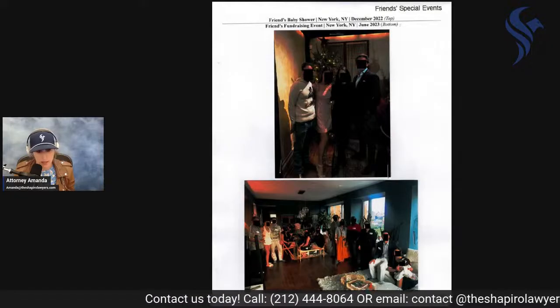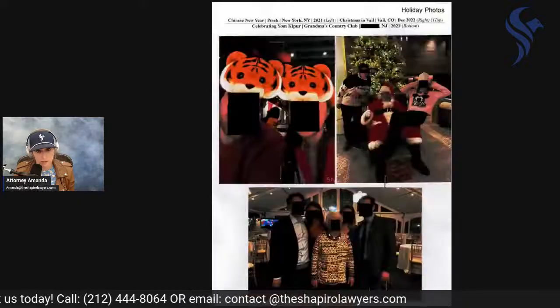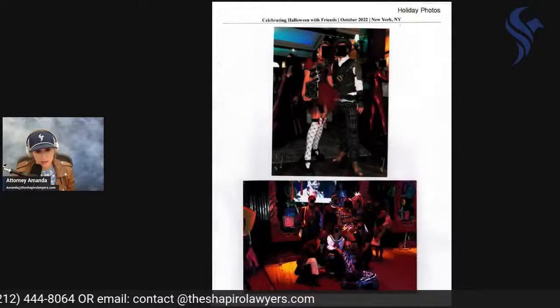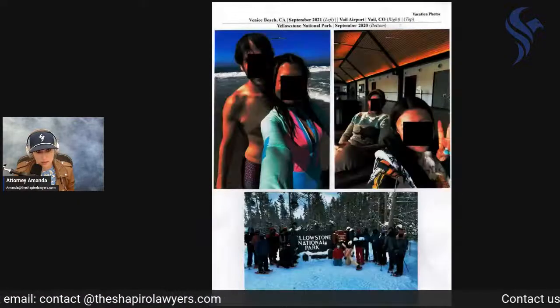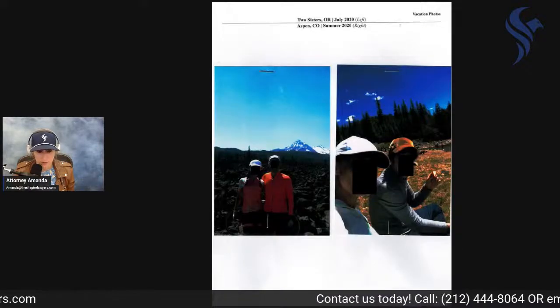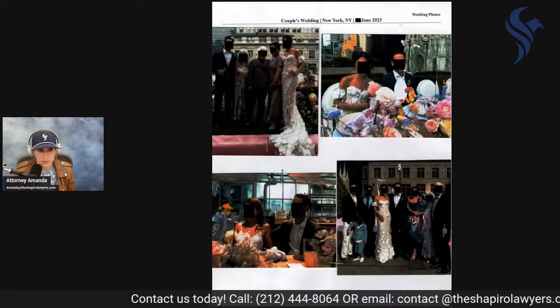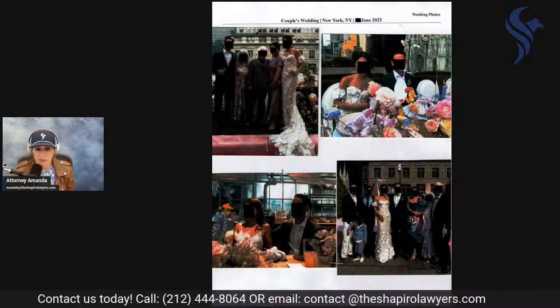But like I said, when you go back and look at all the dates, you look at all the places, they clearly are spending time together as a couple. They're spending time with each other's family, with each other's friends. And again, it doesn't have to be that way for you.